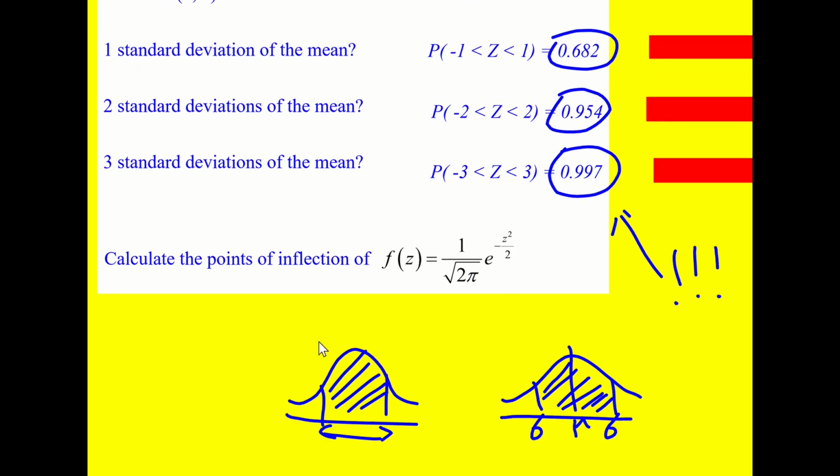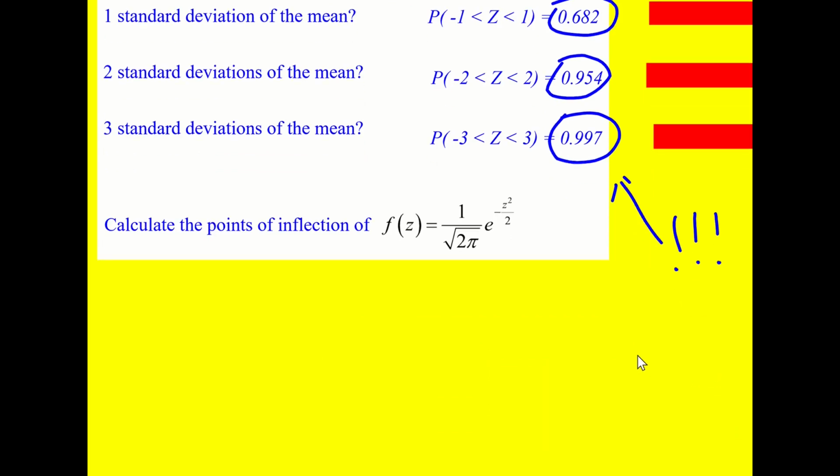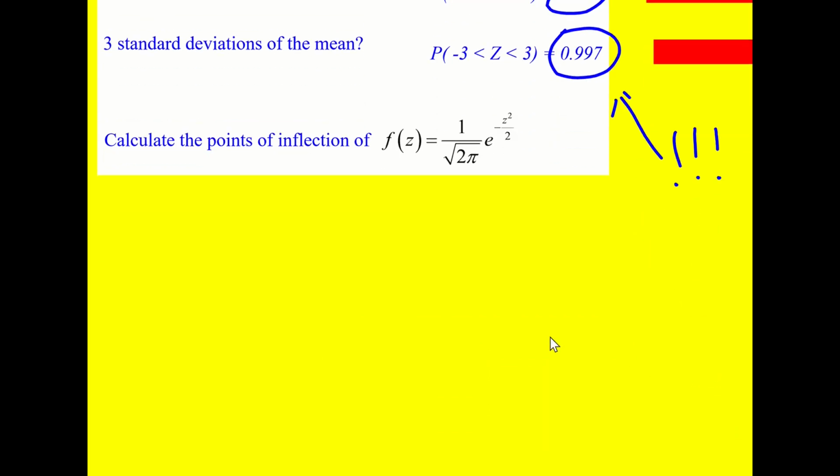Last question. Calculate the points of inflection of the standard normal distribution. Right, I'm going to take this slowly, I think, because actually I've got a function of a function, so I need to use the chain rule.